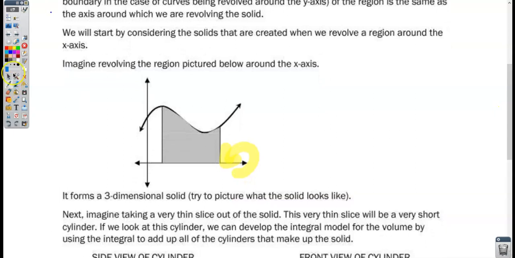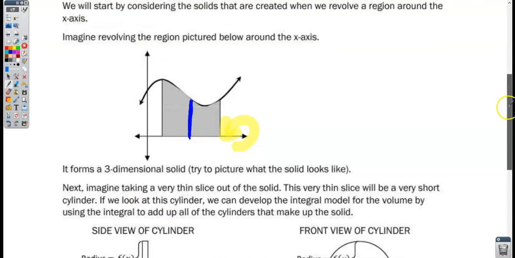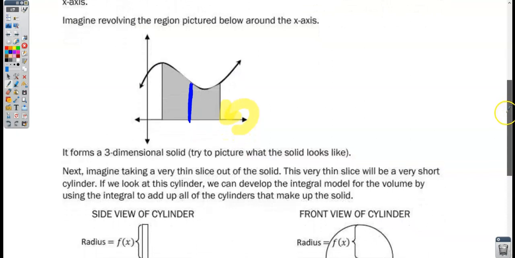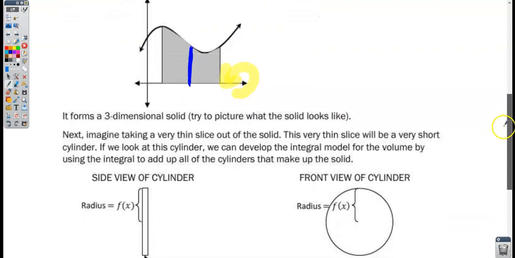Now, when we do that, each slice perpendicular to the axis of rotation forms a shape. It forms a cylinder. If I take a slice out of this solid after I've made it, it forms a cylinder. And we can use that cylinder to develop our model for how we're going to find the volume, by using the integral to add up all these short little cylinders.